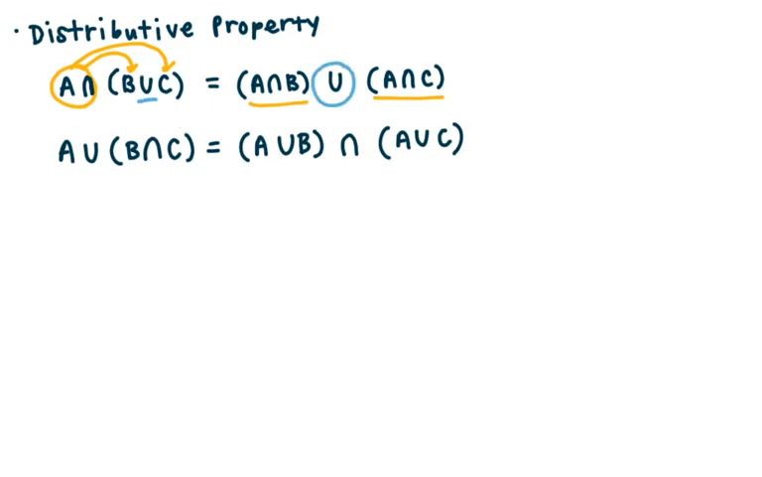Then let's look right here. Here we're dealing with A union. I think, okay, distribute it to the B, which is how we got this. Distribute it to the C, which is how we got this. And then here I just take this symbol and throw it there, and there you go. You got the distributive property.